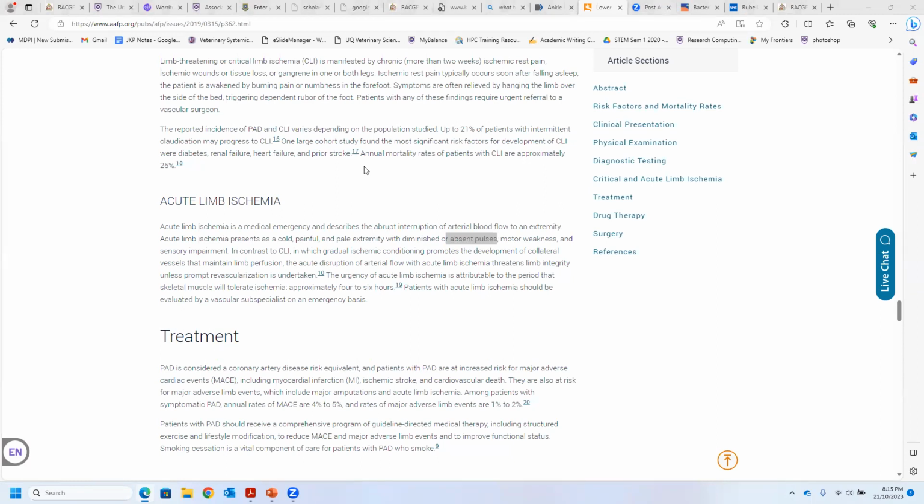Sorry about that. Sensory impairment or paresthesias. Whereas in critical limb ischemia, there is a gradual worsening. And you would have a window of only 4 to 6 hours.